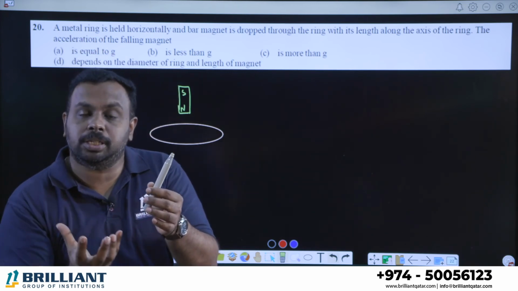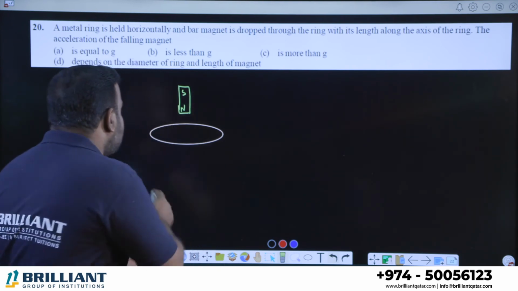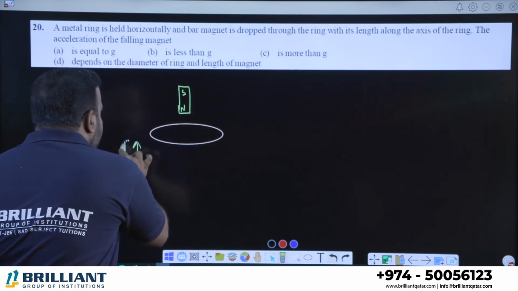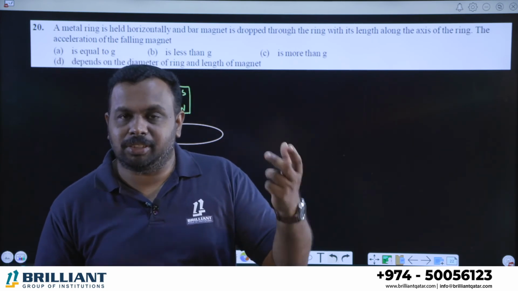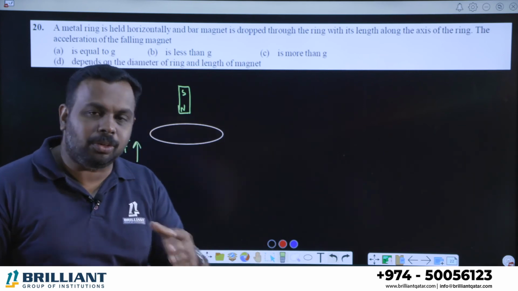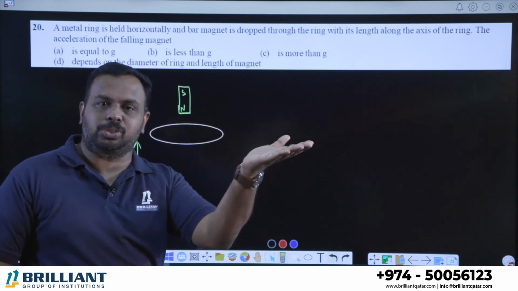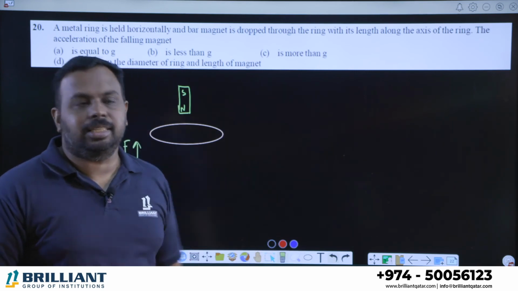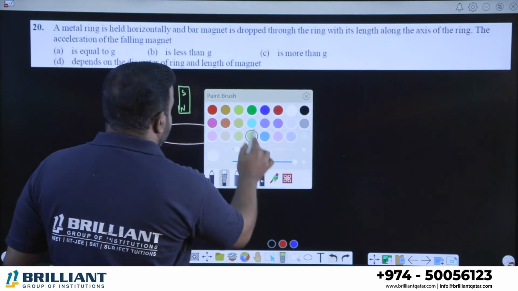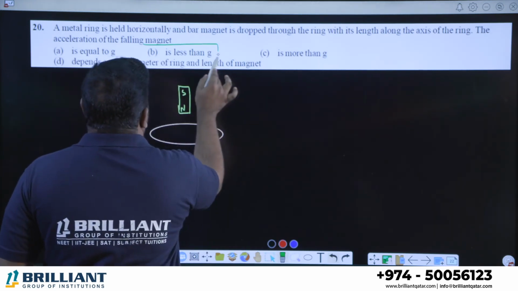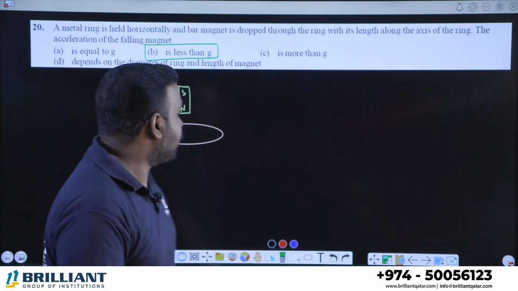So this induced EMF will try to oppose it. That means there will be an opposing force. If an opposing force is there, we can't consider it as a free fall. There is an opposition, so definitely the acceleration will not be equal to that of a freely falling body. Since there is an opposition, it will be less than the acceleration due to gravity. That means the answer is option B, less than g.